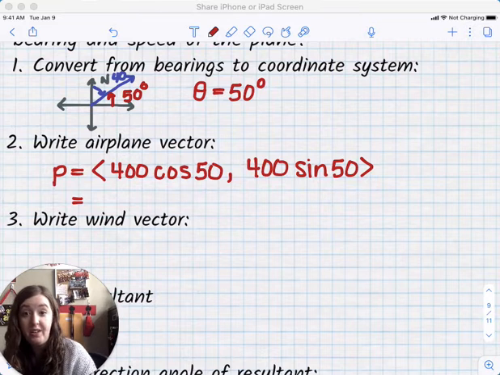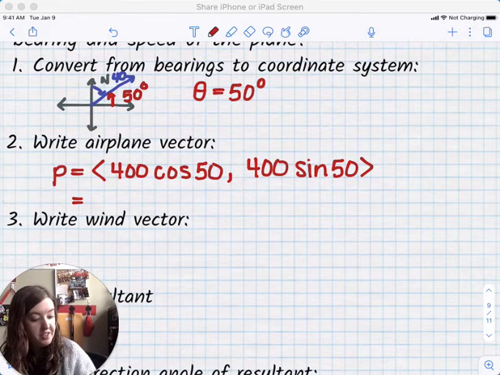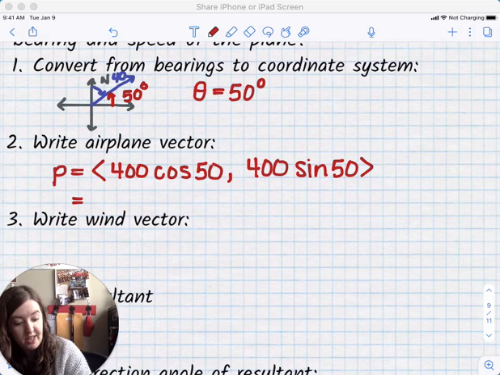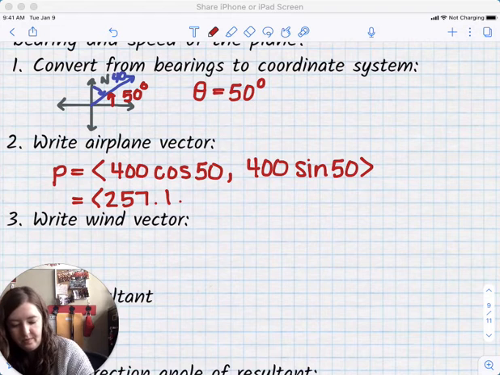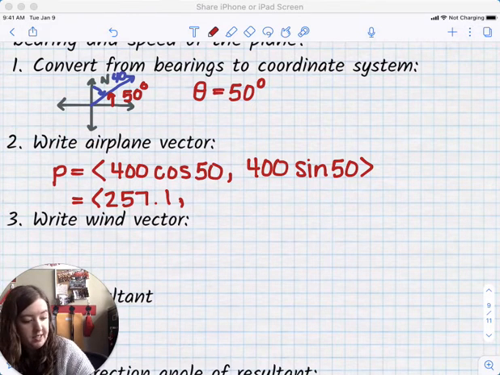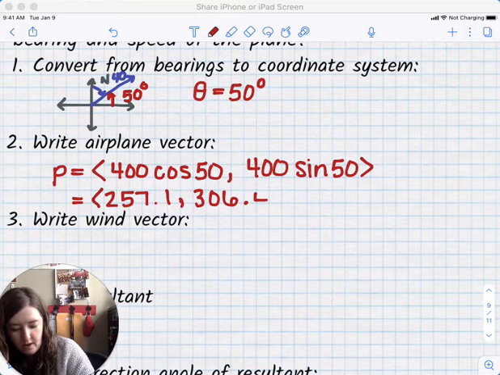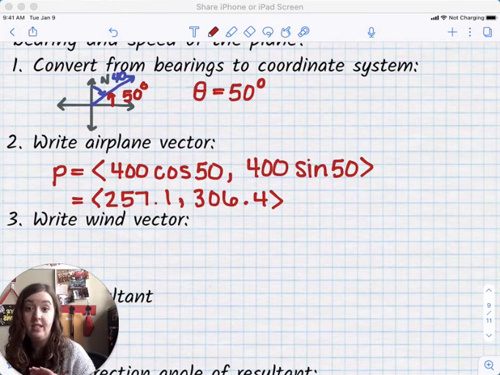Then we'll pop that into our calculator. 400 times the cosine of 50 is going to give me 257.1. 400 times the sine of 50 is going to give me 306.4. Please round everything to the nearest tenth for me.